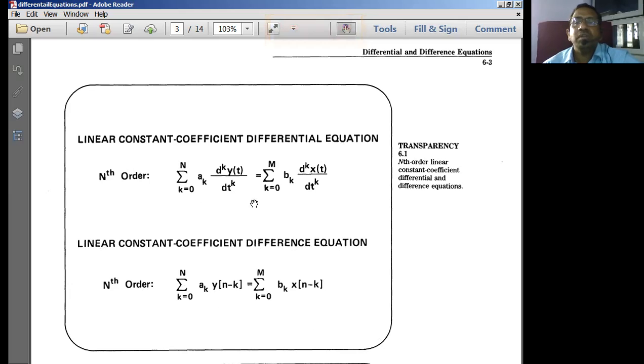They are not exponential, they are not changing exponentially. If the exponential changes, e power j omega would come into the picture. That is not coming here, we don't have such complex systems. So we have the linear constant coefficient differential equation in the syllabus. These two are the representations: the differential equation and the difference equation.